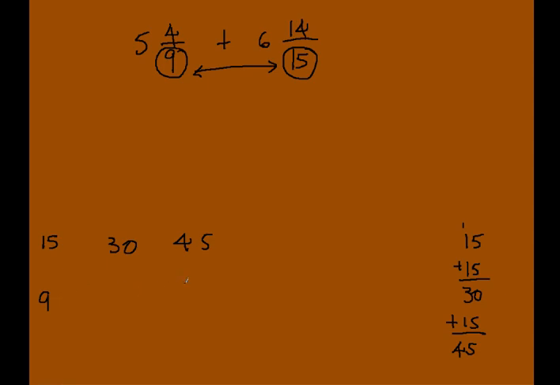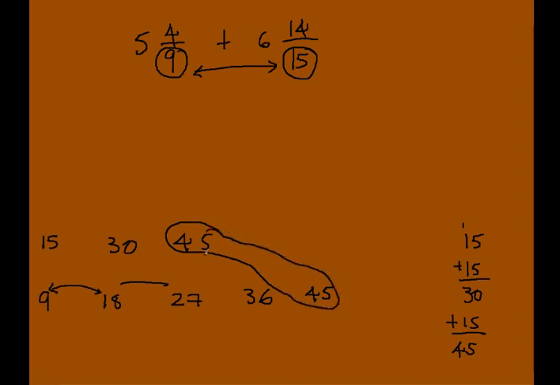Again, the 9, you can keep on adding the 9, but the 9 is not hard. We know the multiplication table for 9, hopefully. So 9 times 1 is 9, 9 times 2 is 18, sorry. 9 times 3 is 27. 9 times 4 is 36. And 9 times 5 is 45. So I can stop right there. Why? Because I can see the two numbers that are common. So this will be used for my common denominator.